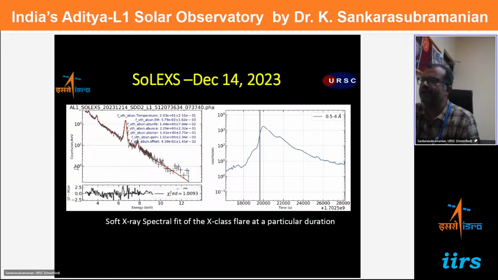The advantage of SoLEXS is that it also does spectroscopy, and what you see here is the spectra. The x-axis is the energy, the y-axis is the counts, and the red line is the physical model fitting of the spectra, which tells us about the plasma parameters at that particular time. So we can pick a time duration, get the spectra, fit the spectra, and derive the plasma parameters. We get temperature, emission measure, and abundances of elements. For example, what you see here is iron. The content of iron in the solar plasma is estimated, and you have calcium, argon, and the iron-nickel complex at this particular region. So we do get abundances of these elements in the solar plasma.